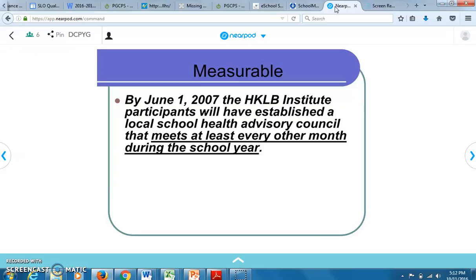Another example right here too, and that'll be there for you to utilize as well, as far as it being measurable. It meets every other month during the school year. So it's another way to measure it.